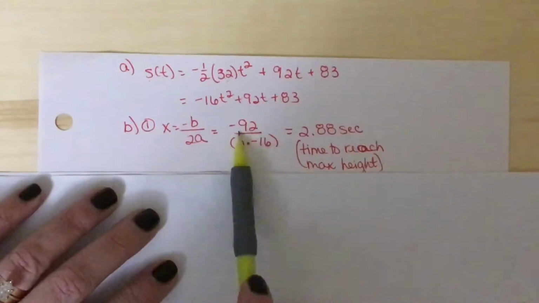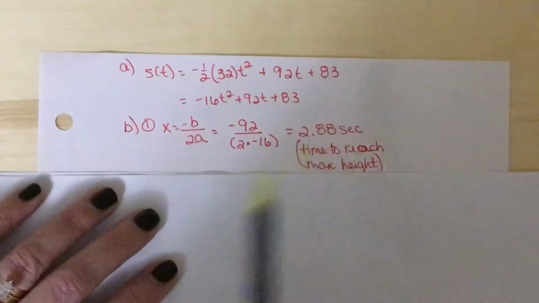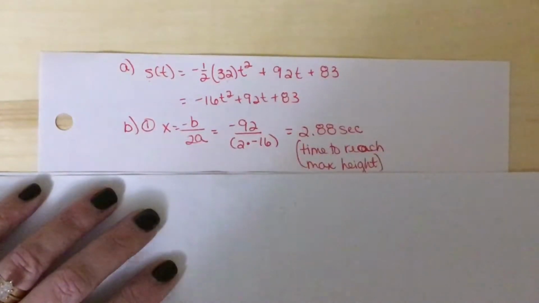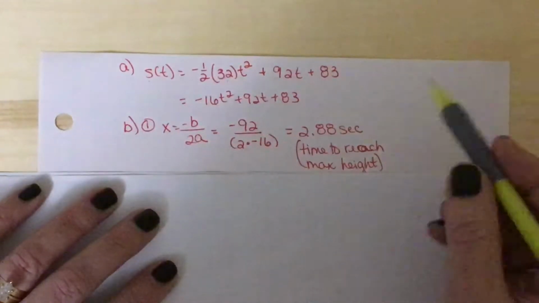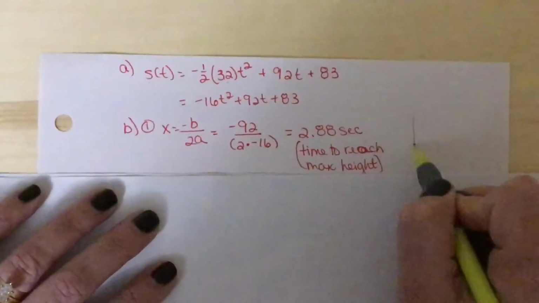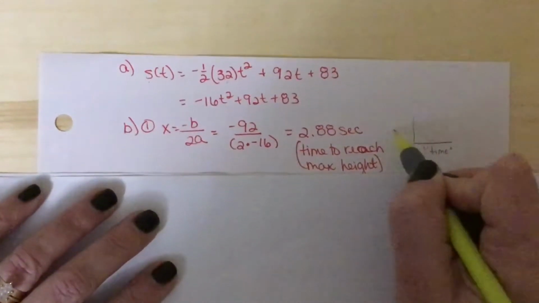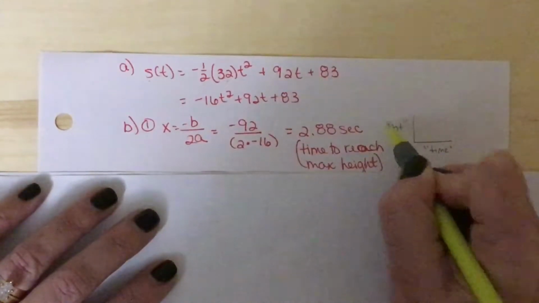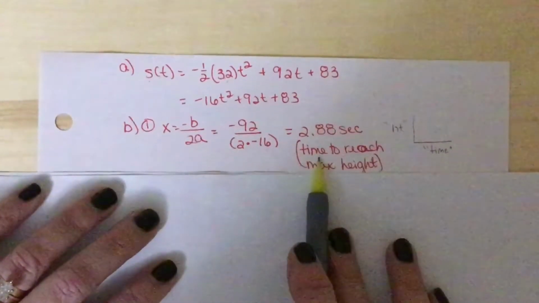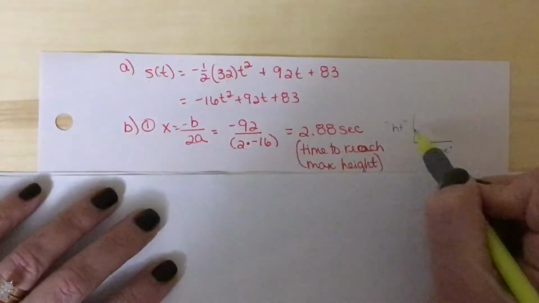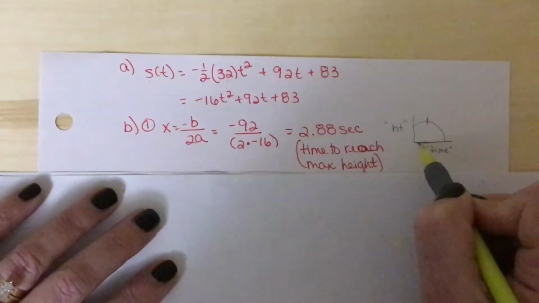So on your calculator, you take -2 divided by 2 times 16, that's in parentheses, and you should get 2.88 seconds. And this is the time it takes to reach maximum height, because your x value is in terms of time, and your y value is in terms of height. So when I'm solving for x, I'm actually looking for the time that it takes to reach that height.